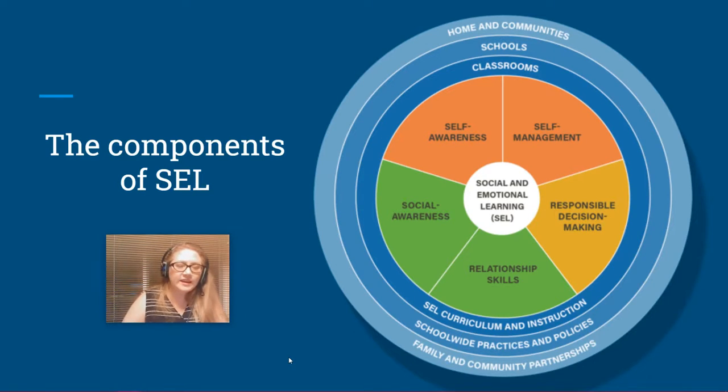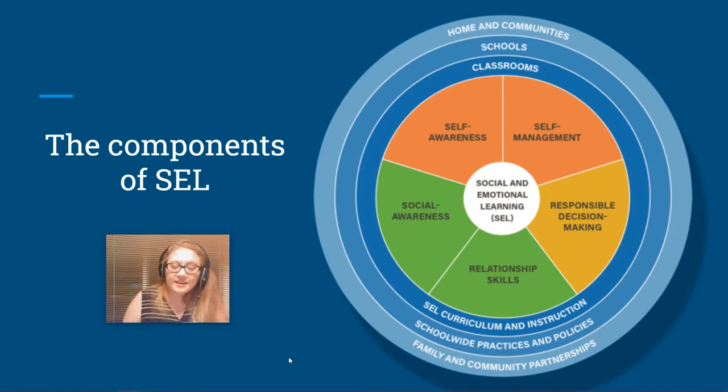So I'm going to quickly, and I will try to make this quick because I could really stay on this for a while, just kind of go over the five core competencies and explain what they are. So self awareness is when you're identifying emotions, having an accurate self perception, recognizing your strengths, building self confidence, and self efficacy. Self management is impulse control, stress management, self discipline, self motivation, goal setting, and organizational skills.